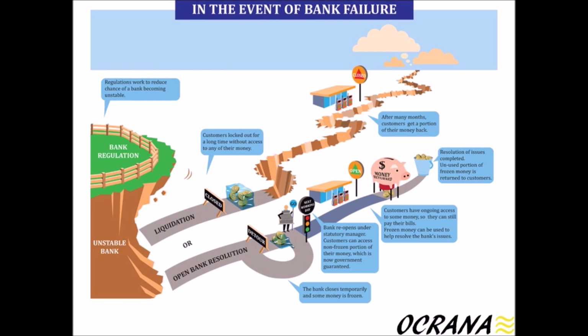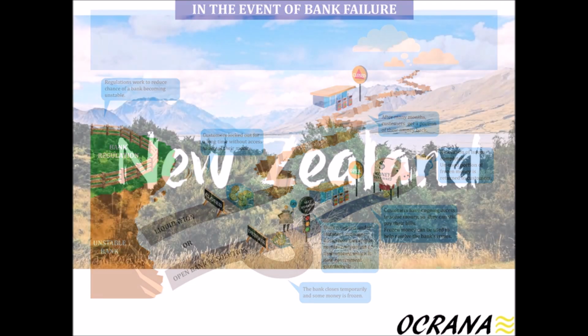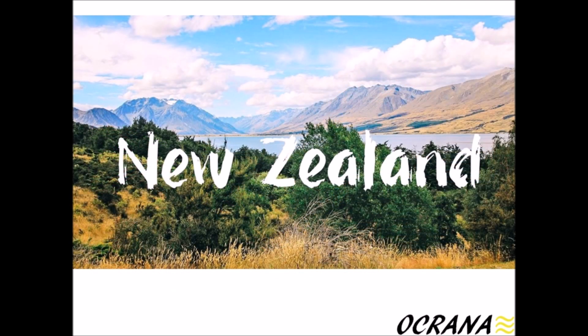In New Zealand, they have the Open Bank Resolution, which is a policy aimed to allow distressed banks to be kept open for business while placing the cost of the bank failure on the bank shareholders and creditors rather than the taxpayers. It's important to remember that in the current system, depositors are unsecured lenders to a bank. You can be lower in the capital structure than other people.